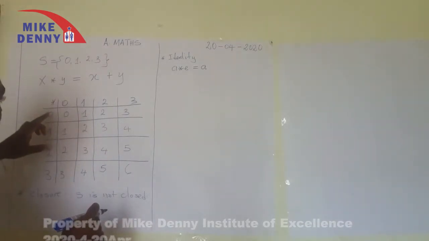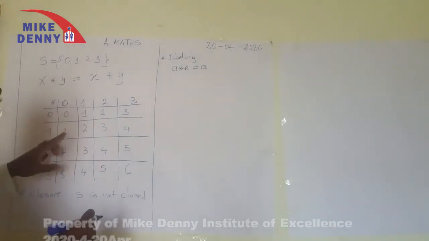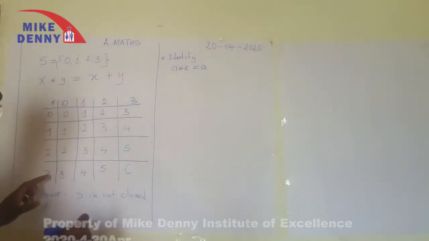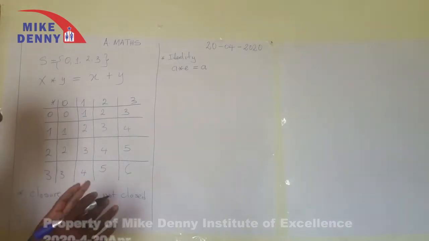If I take 0 and 0, I have 0. 1 and 0, I have 1. 2 and 0, I have 2. 3 and 0, I have 3. You see, that is how you look at it from the table.